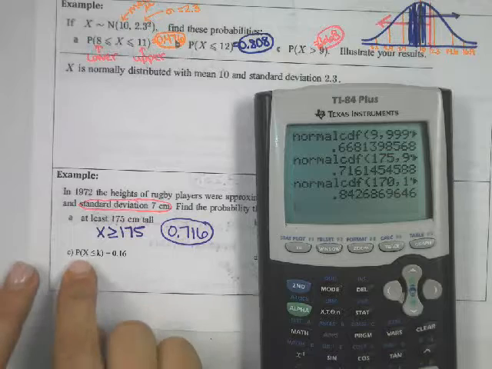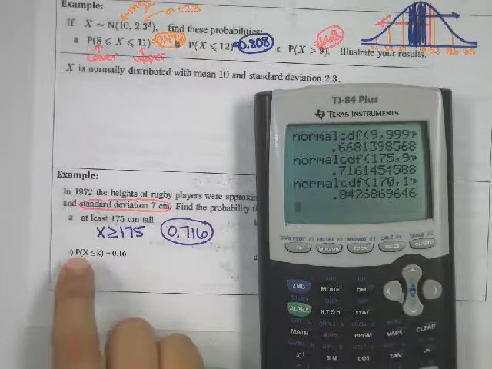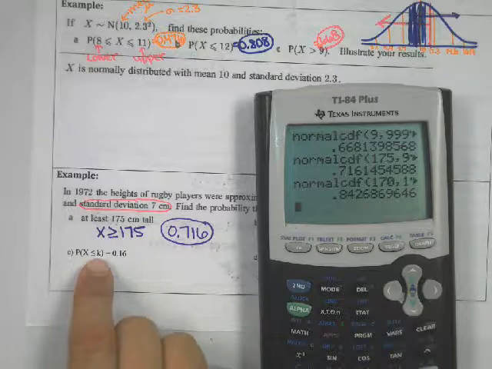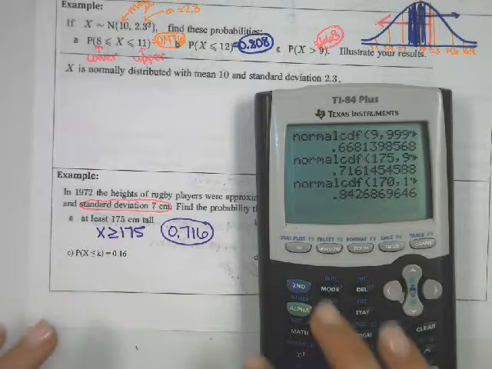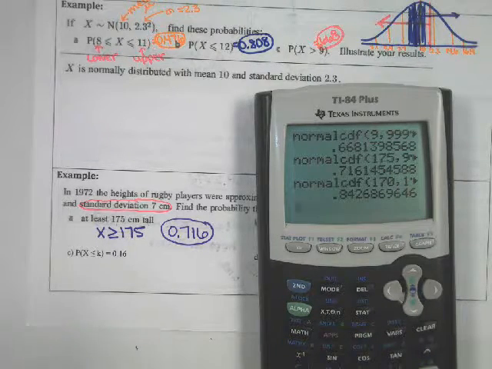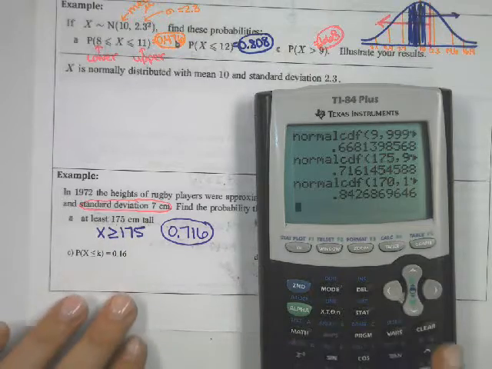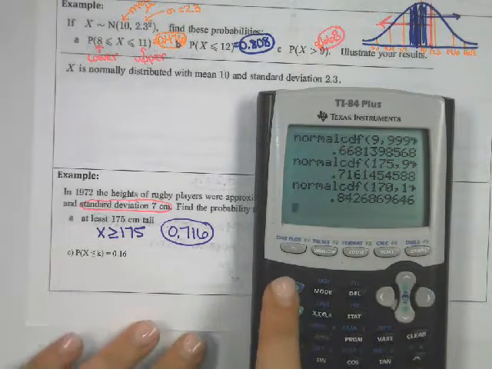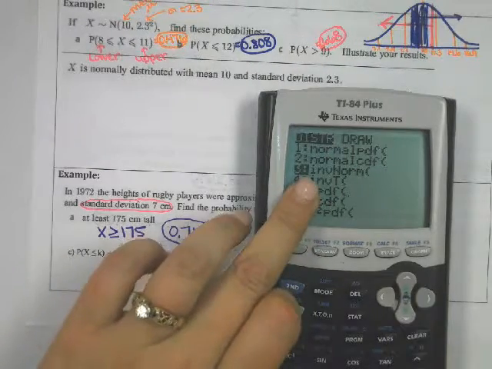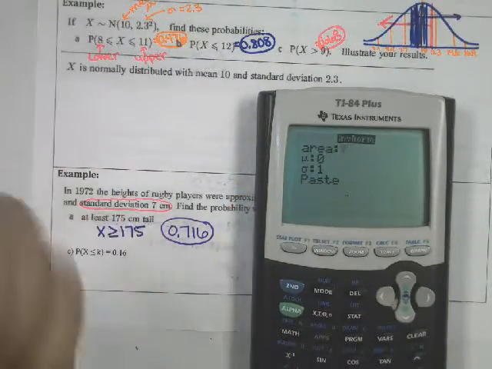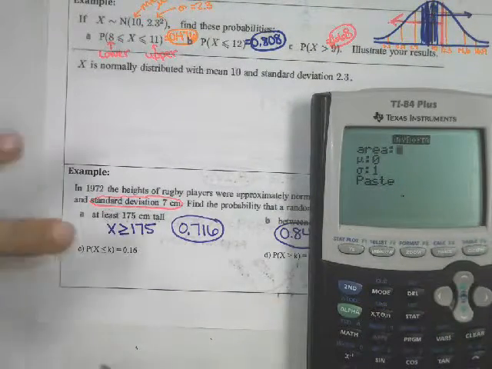And for these, we have to find the k value such that x is less than or equal to k. And it needs to give us 16%. So we did a 16% on the front. So this is going to be our other button. So this is second distribution, inverse normal, and some different options are going to pop up. For area, it needs to be the area less than.